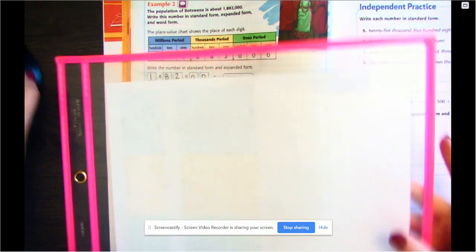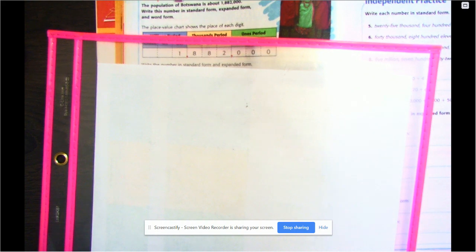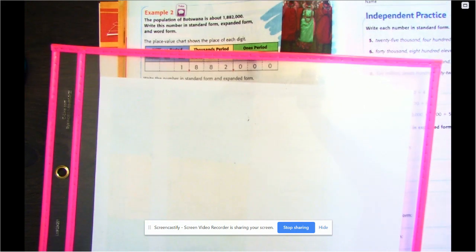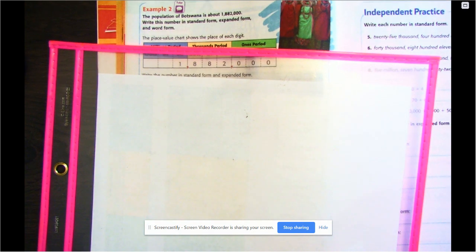So we are going back to the beginning of the year and we are talking about place value. We are going to be looking at standard form, expanded form, and word form. So in this problem up here, the population of Botswana is about 1,882,000. Write this number in standard, expanded, and word form.